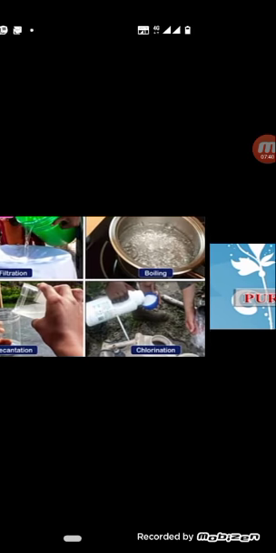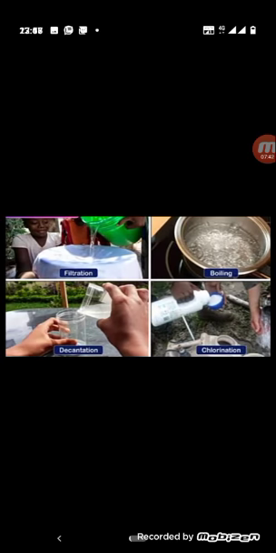Now, we need water for drinking, cooking, bathing, and so on. But sometimes water gets polluted by some human activities or by chemicals. So, it is very necessary to purify the water. So, purification of water is my next topic.